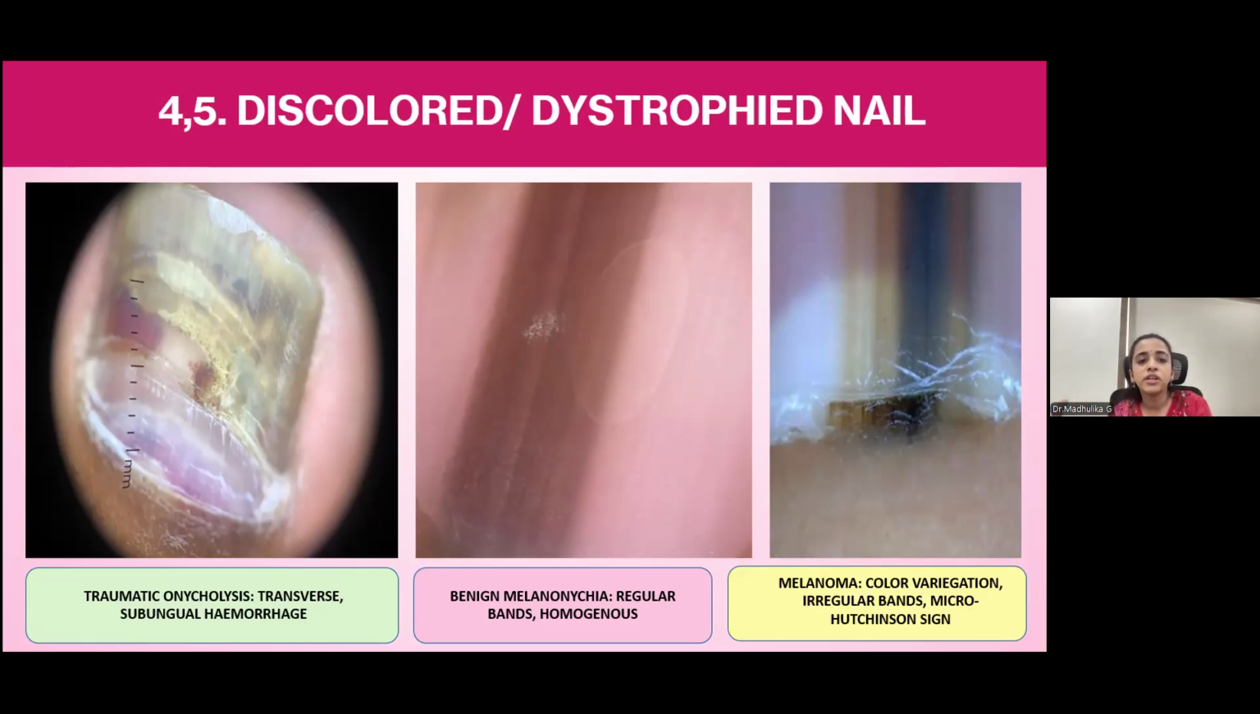So how to differentiate between a melanoma and a benign melanonychia? Usually in a benign melanonychia, there is a single color which is homogeneous. The band is regular. There's no irregularity to it, and there is no Hutchinson sign. Sometimes there is a pseudo-Hutchinson sign, but it is not a true one where the pigment is extending to the actual cuticle. In a melanoma, you see color variation, right? The band is irregular, and you see the microscopic Hutchinson sign. So that is the differentiating factor. Next slide.